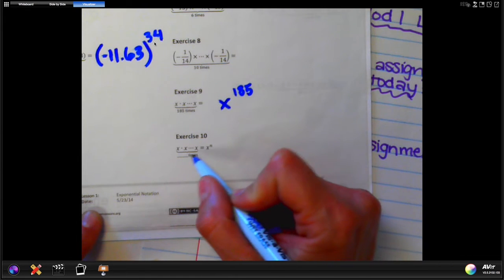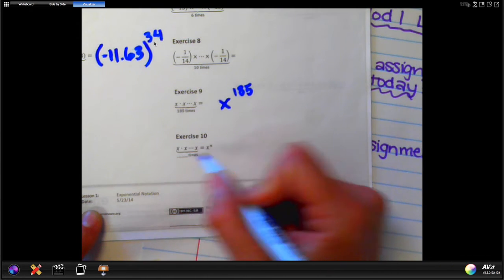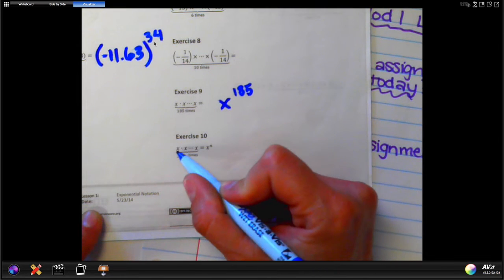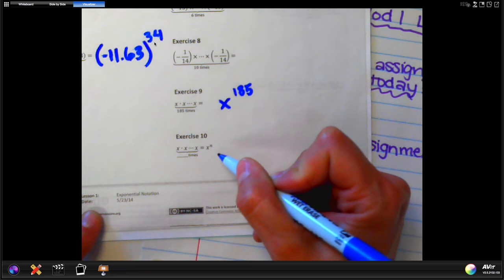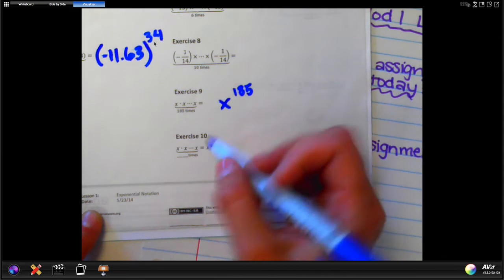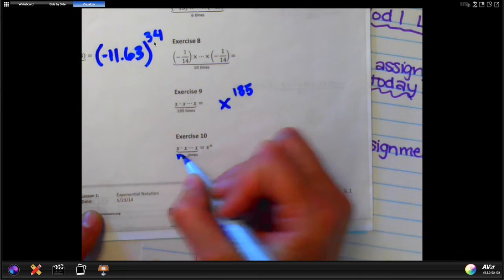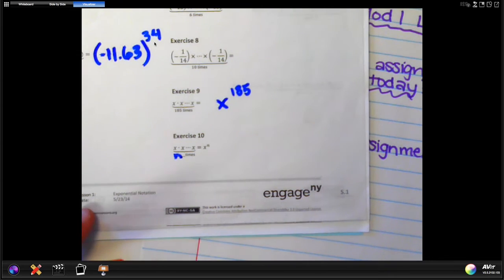Similarly, at the bottom, exercise 10, now we have 2 exponents. We have x's on the top, and it says x to the n power. So what that means is that this n is the number of times that we would be multiplying.